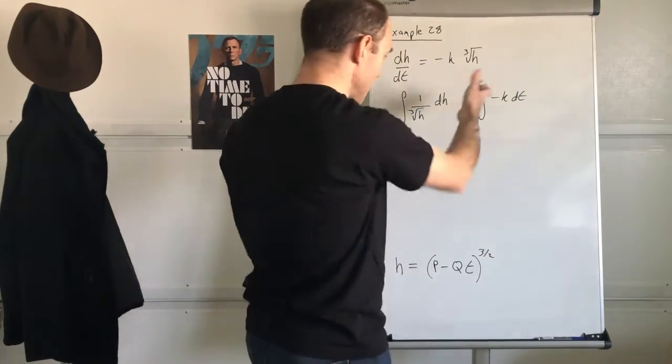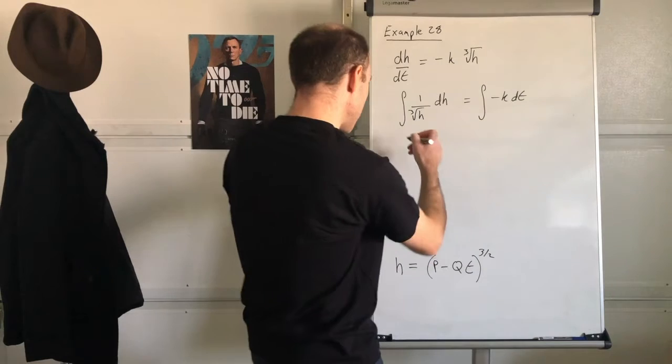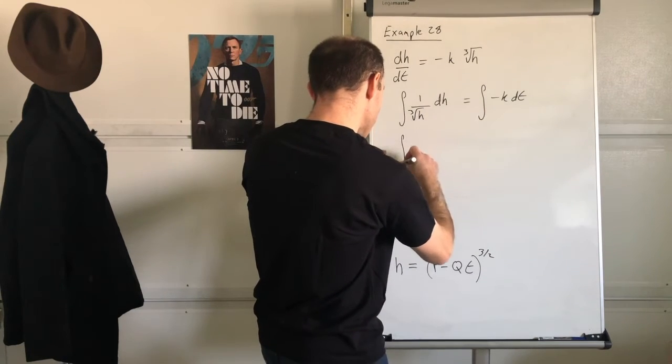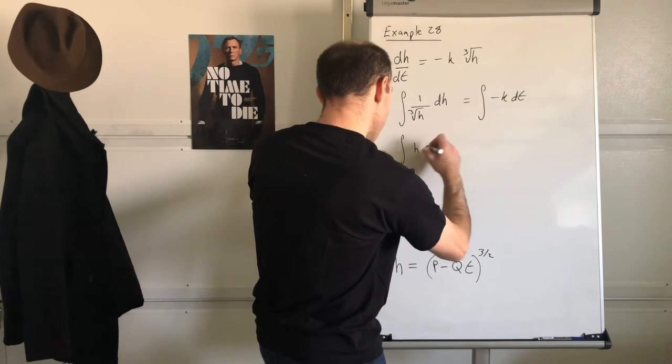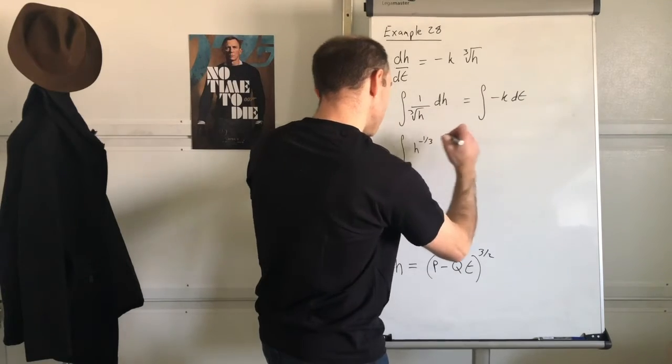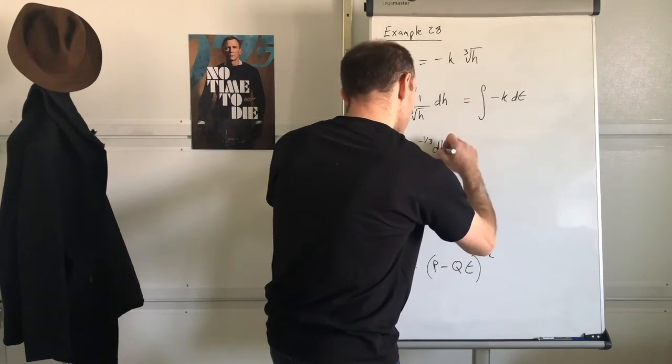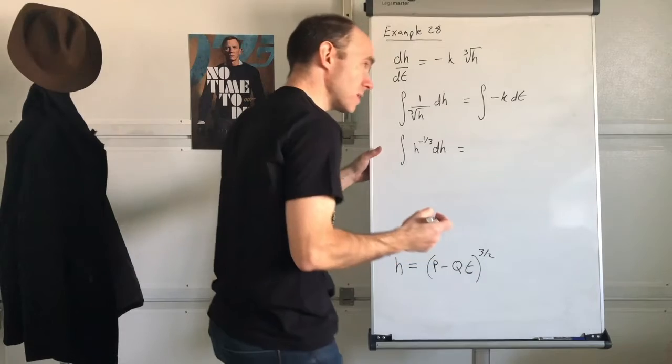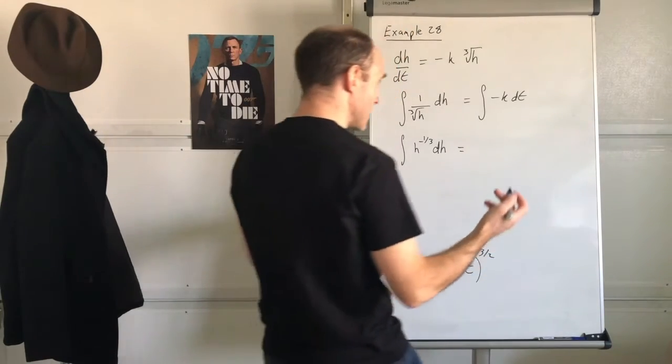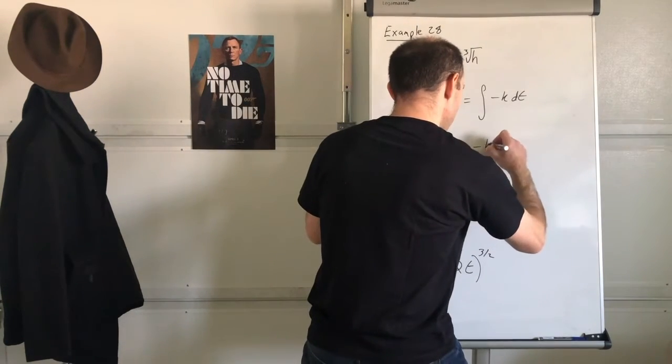And then we just integrate that. So this here, that's quite simple, isn't it? Let's just write it as H to the power of negative 1/3 dH, and I think we can just do that straight away, can't we? That's equal to negative kt.